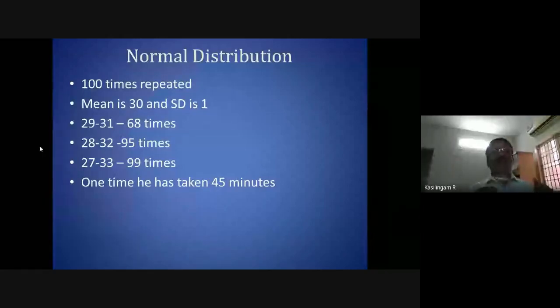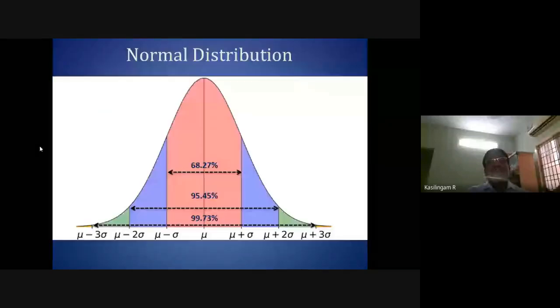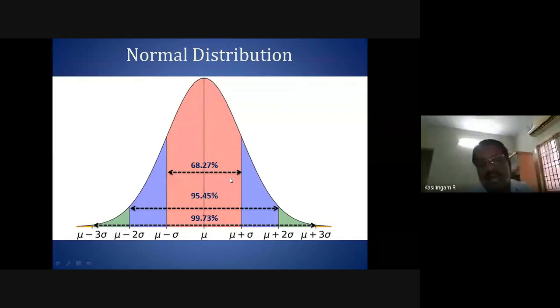So what is this one? This is called Chebyshev's theorem. The theorem says that mean plus 1 standard deviation and minus 1 standard deviation gives 68.27 percent of observations. 68% of the data will be between 1 standard deviation on this side and 1 standard deviation on the other side. If we take 2 standard deviations on either side, it covers 95% of observations. If we take 3, it is there. Very good.